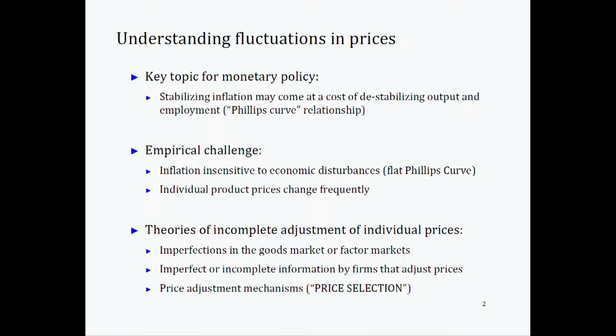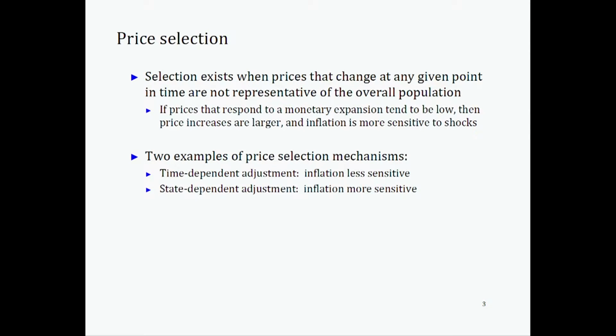So let me converge and more narrowly focus on what price selection is. Price selection really is the idea that selection exists when prices that change at any given point of time are not representative of the population of prices in the economy. Okay? For example, think of a nominal expansion that is expected in the economy that pushes all prices upwards. If at that time, those prices that do adjust by retailers tend to be lower than an average representative price, that feature would mean that price changes tend to be larger than otherwise, and hence the inflation response is more sensitive to this underlying disturbance.